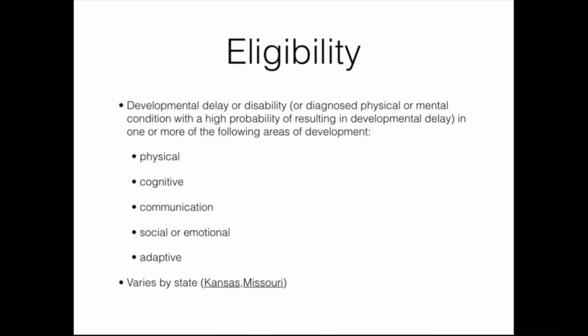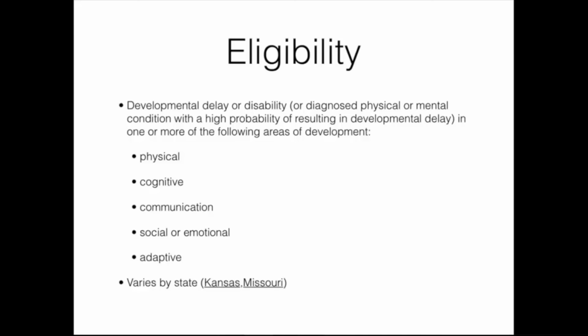Missouri, on the other hand, defines a developmental delay as a 50% delay in at least one area. Just contrasting that, in Kansas, if a child has a 25% delay in one area, they would qualify, whereas in Missouri they have to have a 50% delay. So there are really different criteria, and a lot of children would qualify for services in Kansas who would not qualify in Missouri. Another important point to remember is that these areas are fairly broad.